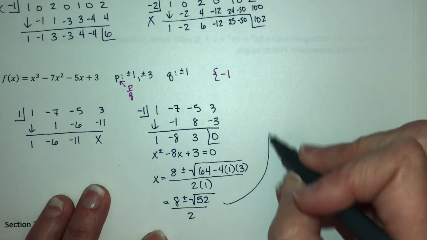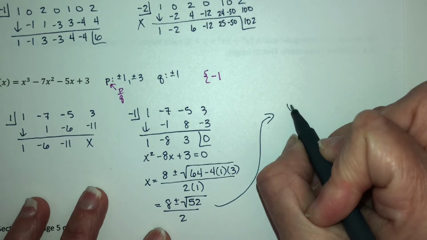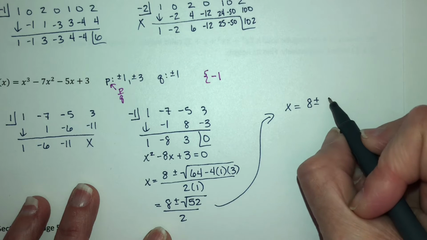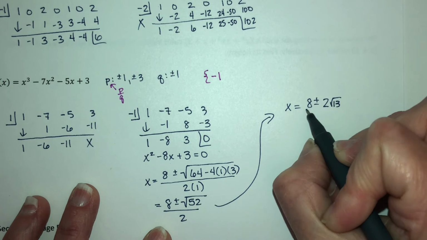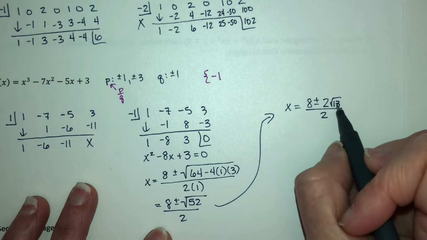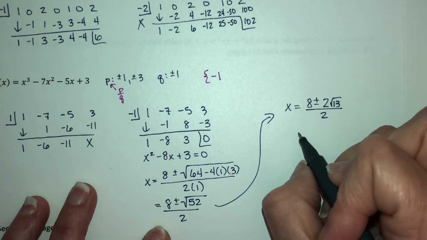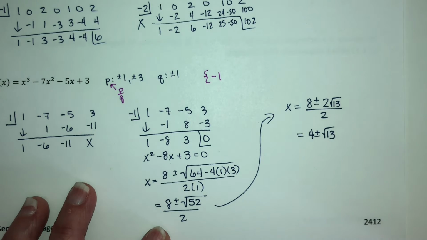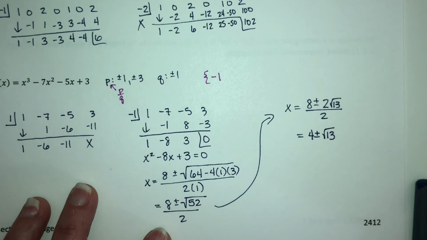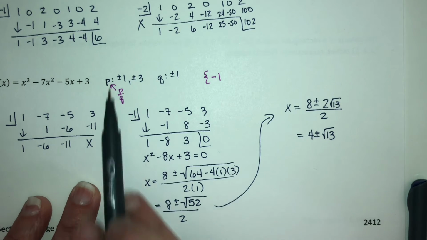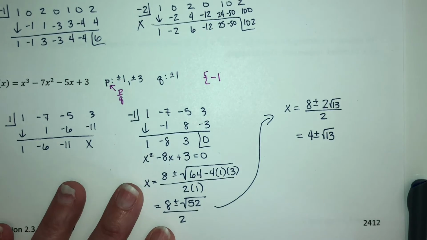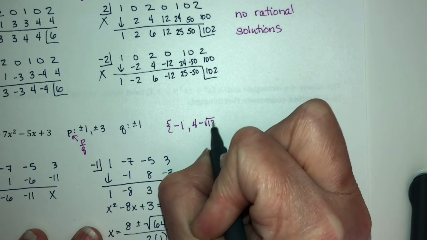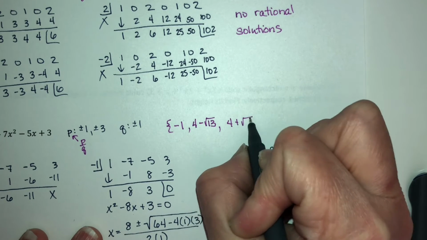Now simplify the square root of 52, which is 2 times the square root of 13 over 2. And then you can factor a 2 out of the top and then reduce it to 4 plus or minus the square root of 13. So I do have 2 more solutions. They are not rational because they involve the square root. But I do want to list them here. I have 4 minus the square root of 13, and I have 4 plus the square root of 13.